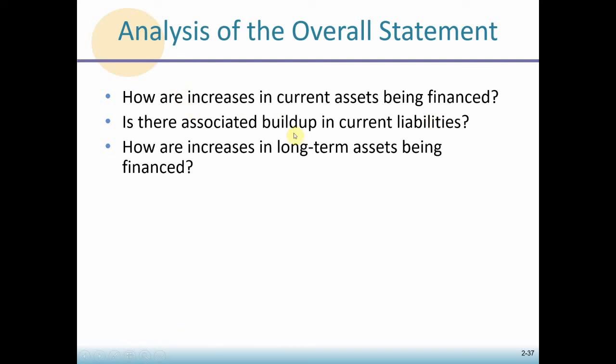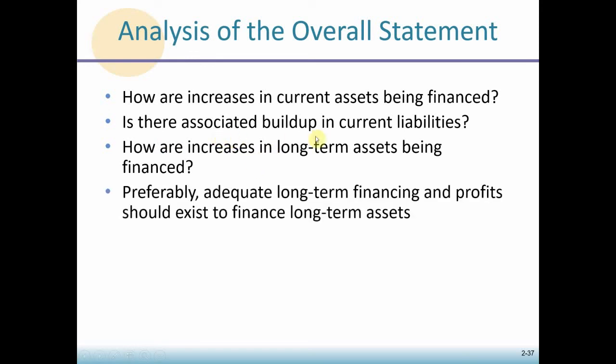So, things that we look at, right? How are increases in current assets being financed? In other words, are we going out and borrowing a lot of money and that's giving us cash? Yeah, that's not such a good thing, right? Is there an associated buildup in current liabilities? Okay, there again, or long-term liabilities, right? Because that happens sometimes. How are increases in long-term assets being financed?